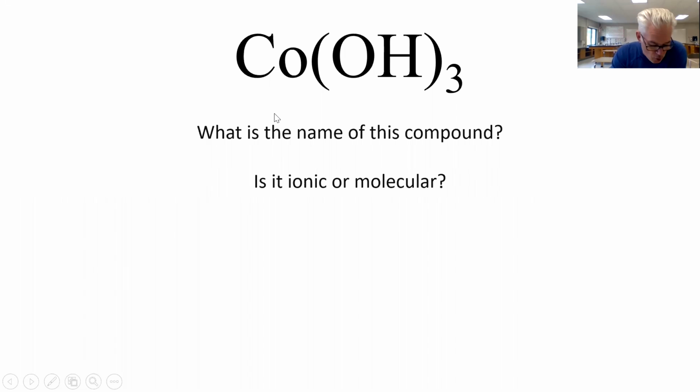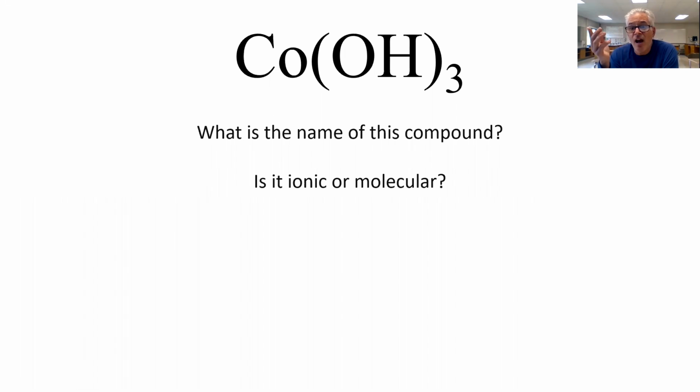Co(OH)3. Co, put your finger in box number 27. Co is a metal. Co is a transitional metal. Co is cobalt. Cobalt makes two different ions, Roman numeral 2 and Roman numeral 3. OH is hydroxide on table E. So we have 3 hydroxides here and only 1 cobalt.